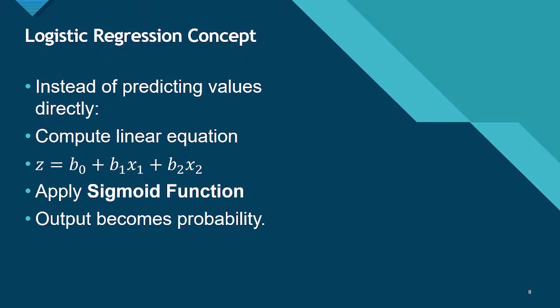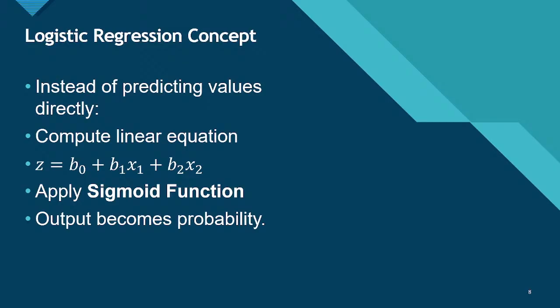Apply the sigmoid function, and the output becomes a probability. So we will convert the value z into a probability. Logistic regression uses a special function called the sigmoid function. The sigmoid function takes any real number as an input and transforms it into a value between 0 and 1.